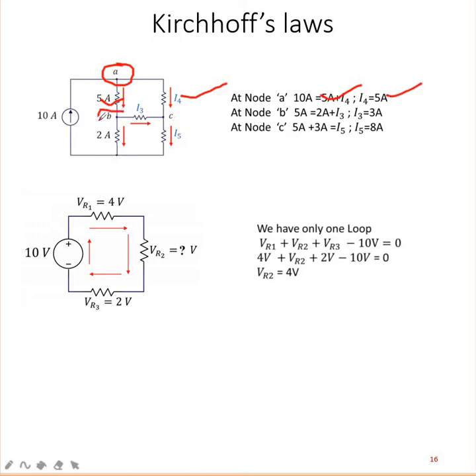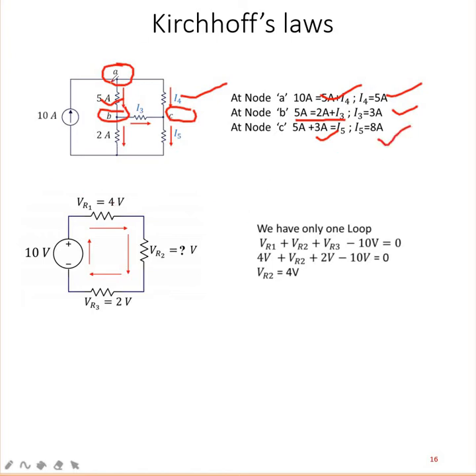Similarly at the point B, who is the incomer? 5A is the incomer, and 5A is equal to I3 plus 2A. Is it written or not? Yes. Then you are going to find I3. Then at the point C, who is the incomer? I4 and I3 are incomers. I4 plus I3 is equal to I5. Then you are going to find I5.